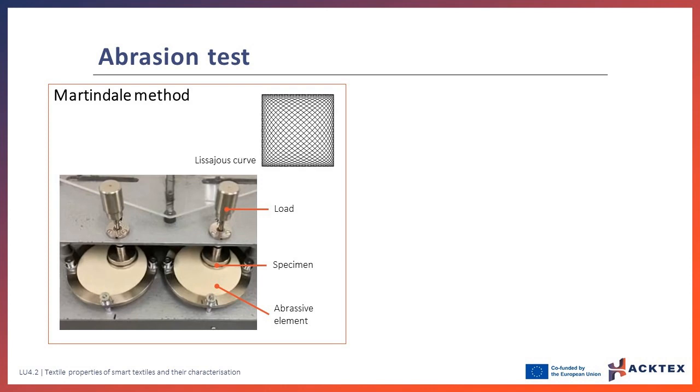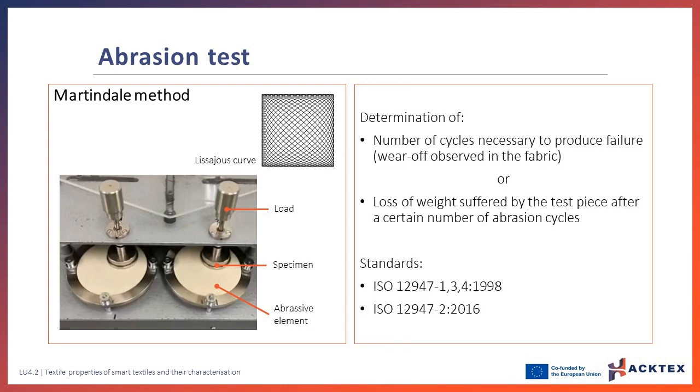The specimen is subjected, under a specific load, to the scrubbing action with the abrasive element, following a translational movement that forms a Lissajous curve. At the same time, the specimen holder rotates freely around its own axis, perpendicular to the horizontal plane. The test consists of determining the number of cycles necessary to produce failure, reached when wear-off is observed in the fabric, or the loss of weight suffered by the test piece after a certain number of abrasion cycles.